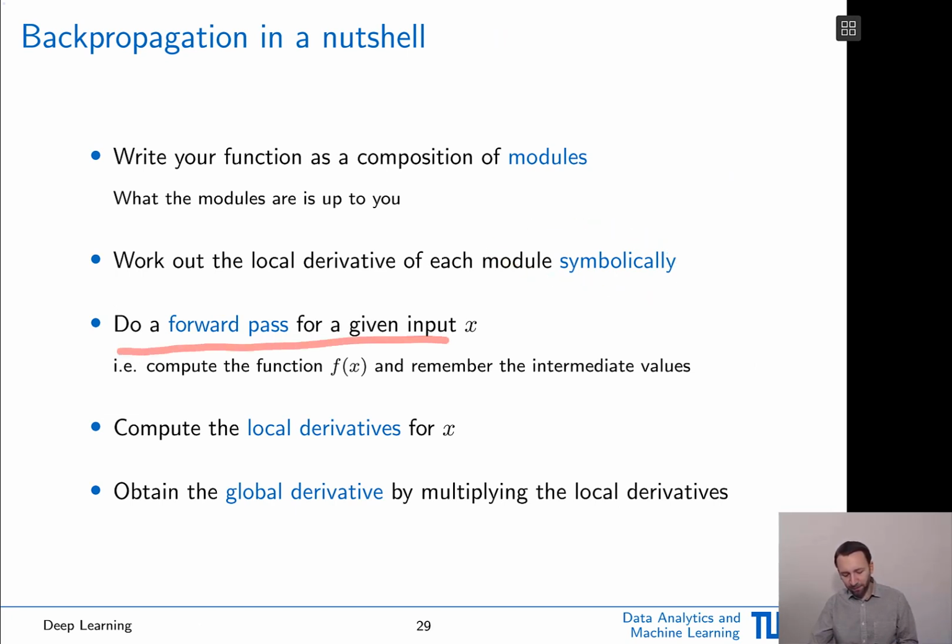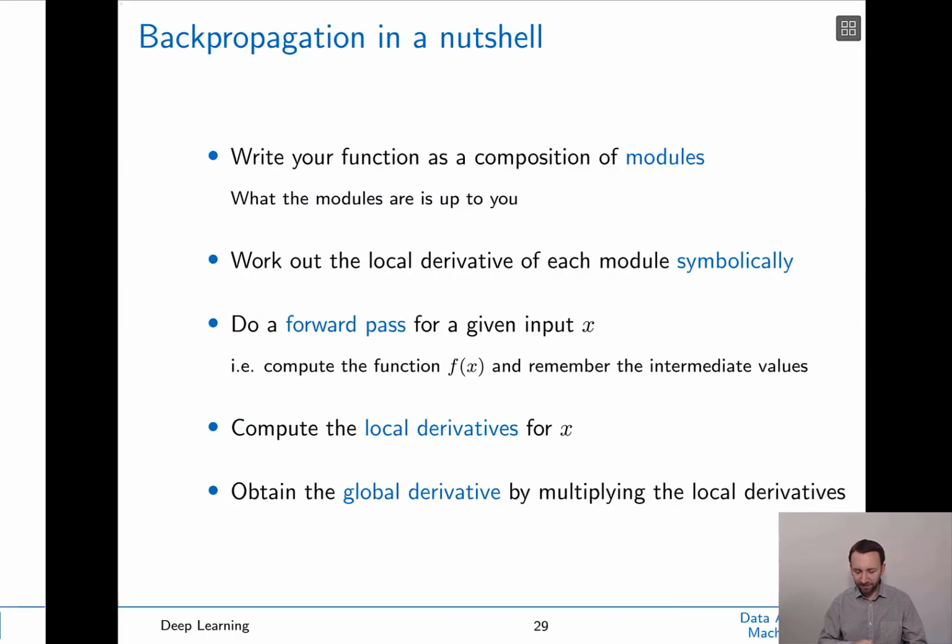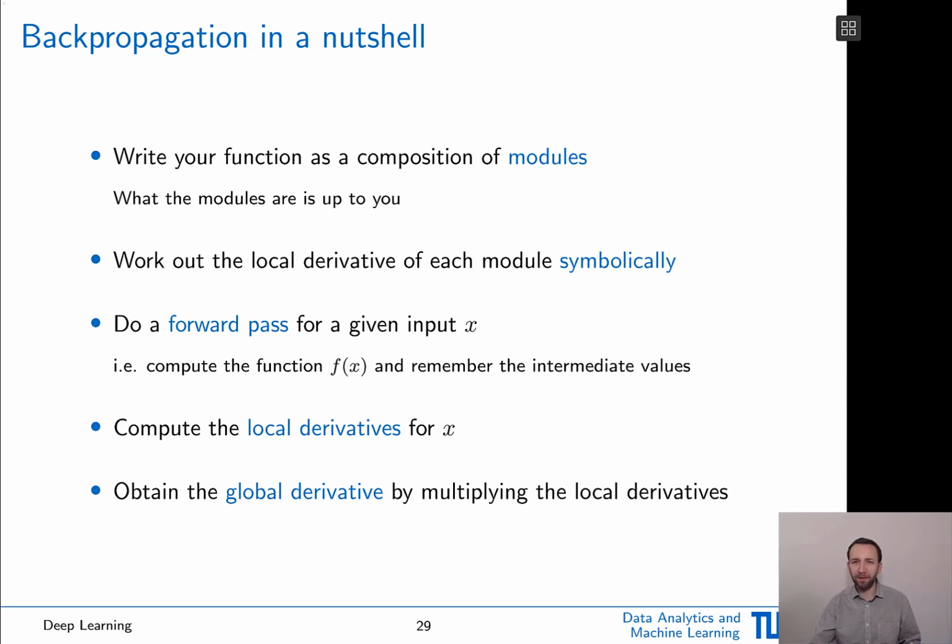Then you do a so-called forward pass of your network, meaning you have your current specific input, x, right? You have your current setting, right? The current parameter solution. You do a so-called forward pass to compute this function f of x, to compute your output. And what you do is you remember the intermediate values. So you not only compute f of x, but you also store all these intermediate values. You store minus x, you store exp of a, right, which is exp of minus x. You store this here, you store this here, you store all these intermediate steps. Then you compute the local derivatives, right? And once you have the local derivatives, you can multiply them, and then you get your global derivative, okay?